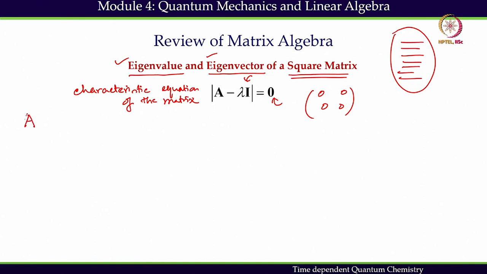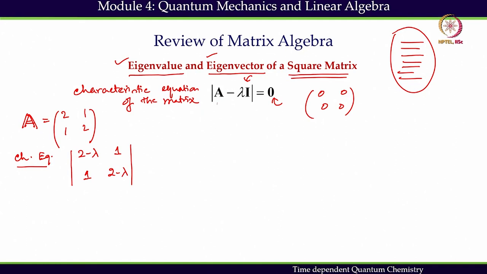So we'll take one example here to find the eigenvalues and eigenvectors. Let's say I have the matrix 2, 1, 1, 2, a simple 2x2 matrix. Then the characteristic equation would be the following: the determinant of 2 minus lambda, 1, 1, 2 minus lambda. This is the characteristic equation. Why is it so? Because A is 2 1 1 2, minus lambda multiplied by the identity matrix or unit matrix, which is given by 1 0 0 1, and then its determinant.